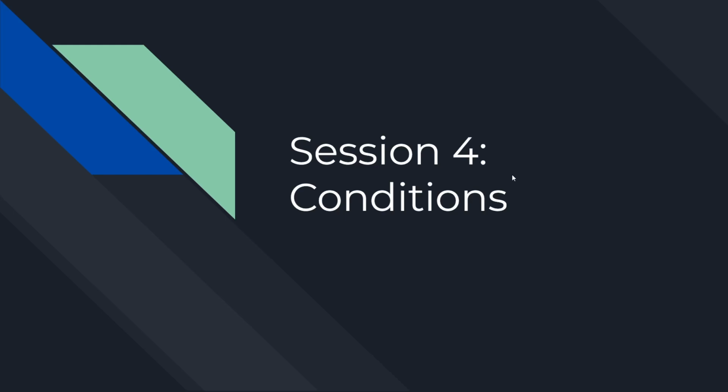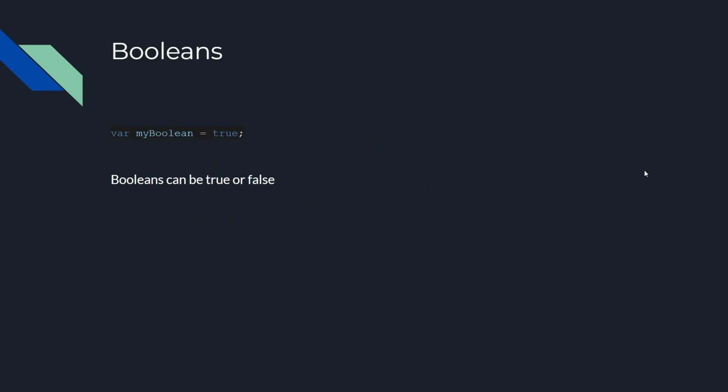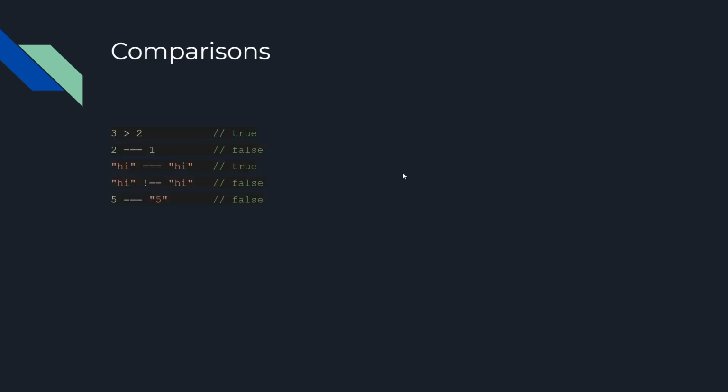All right, welcome. So today on the fourth session, we're going to talk about conditions. Last time when we mentioned simple variables, there were three: number, string, and one I didn't quite get into, Booleans. Boolean is a very simple value. It can either be true or it can be false. It basically is a value to indicate true or false.